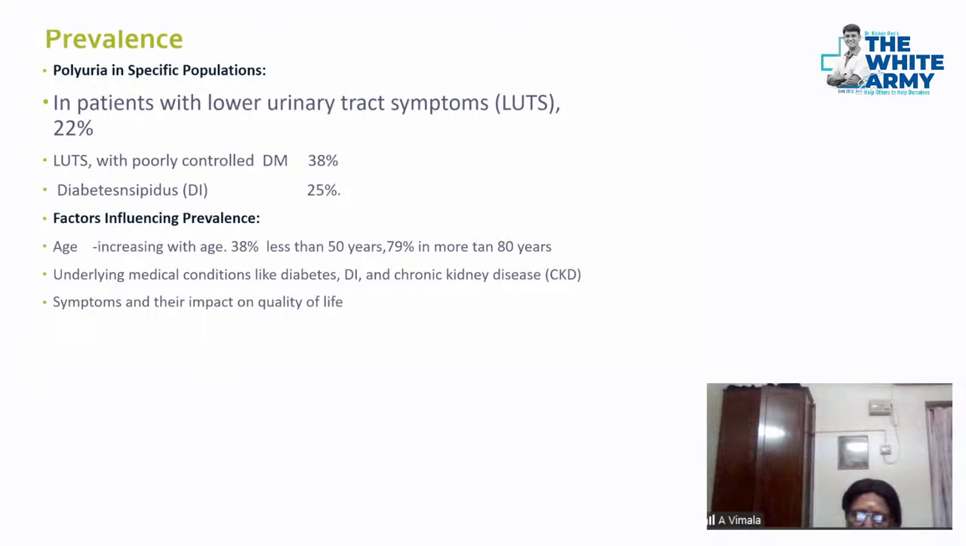If somebody is in the office, they can't be passing. It's a real disturbance for them in their work. So that's why people are bothered. They come to you and say they have polyuria.